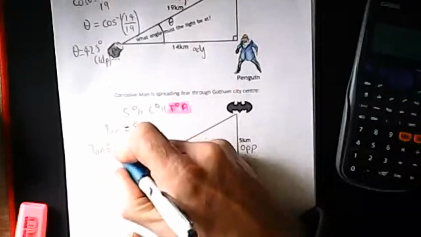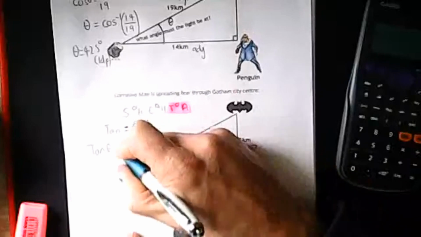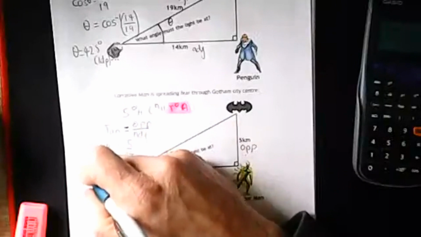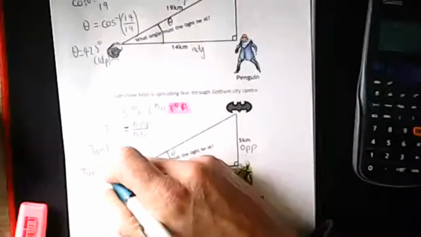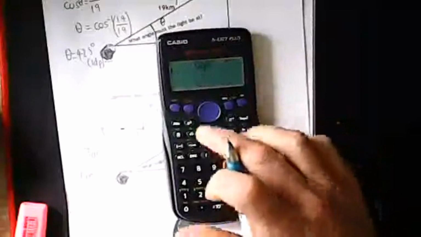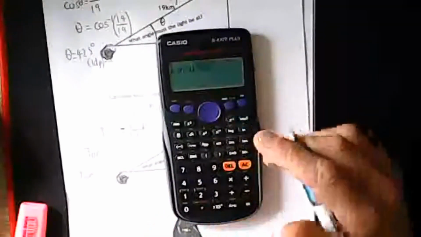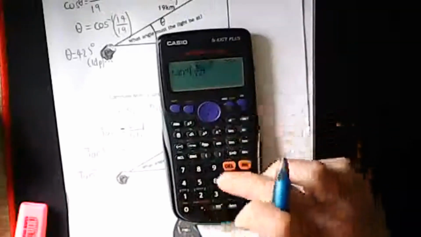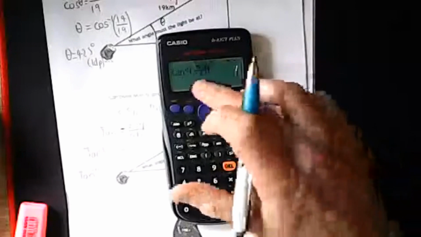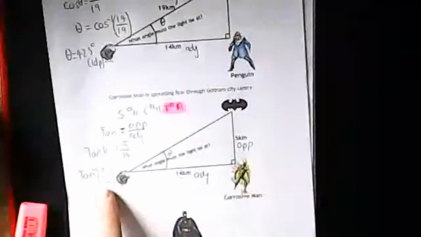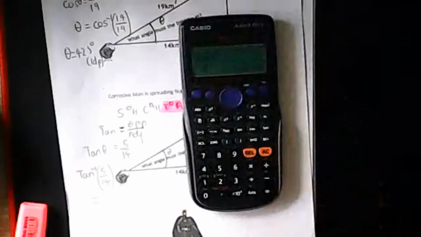So tan theta equals opposite 5 over adjacent 14, and then we need the -1 bit, brackets, simply because Casio like us to do that. Remember shift, tan to the -1, 5 over 14, close brackets. Does that look like that? Okay, does that look like that? Yep. Press equals.